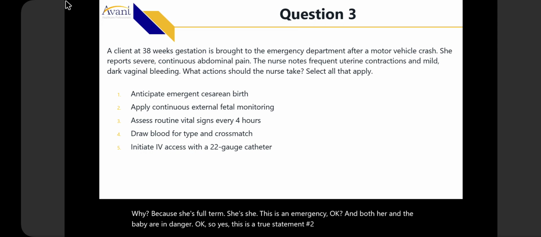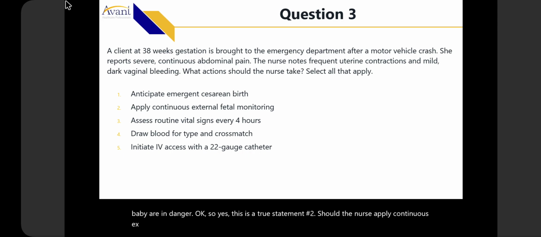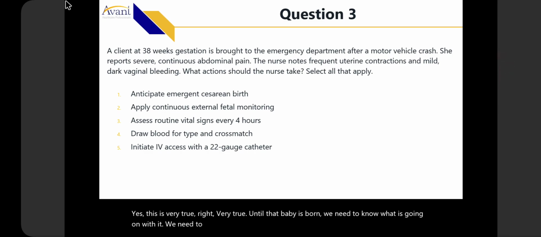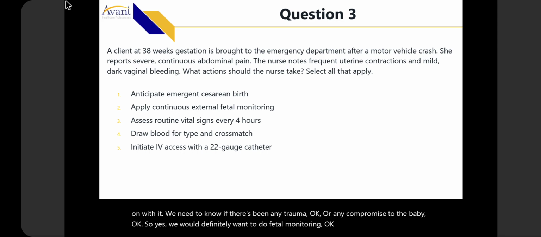Number two, should the nurse apply continuous external fetal monitoring? True or false? Yes, this is very true, right? Very true. Until that baby is born, we need to know what is going on with it. We need to know if there's been any trauma, okay, or any compromise to the baby. Okay, so yes, we would definitely want to do fetal monitoring.